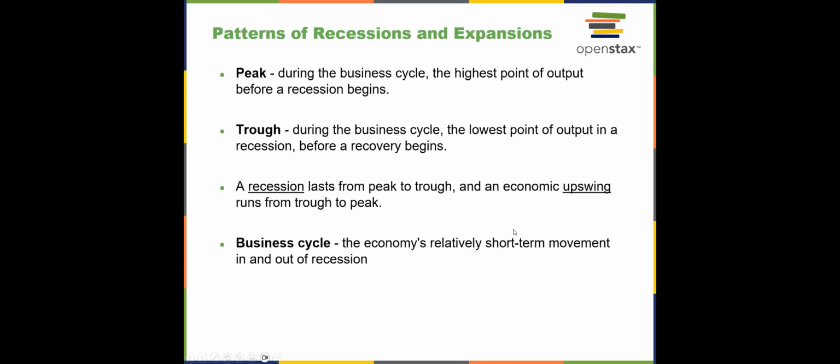Other important terms you need to know about recessions and expansions. Peak represents the highest point of output before a recession begins. So the economy has cycles, and we say that when the economy shrinks, we call it recession. During the business cycle, we have ups and downs. And here the peak represents the highest point of output before a recession begins.